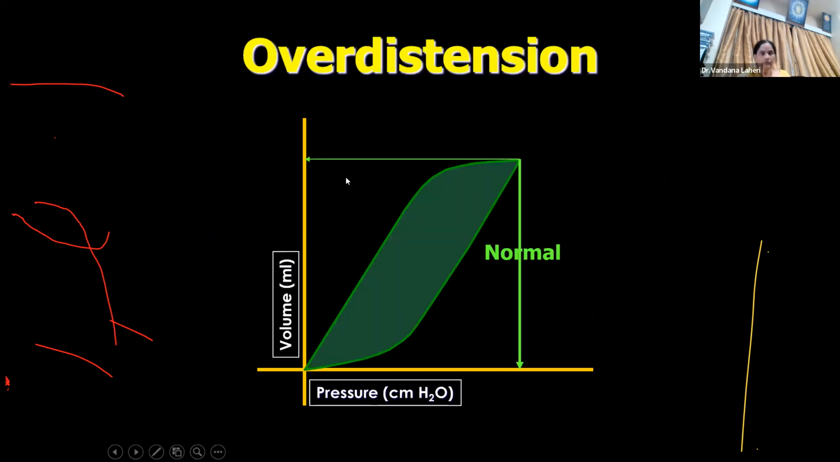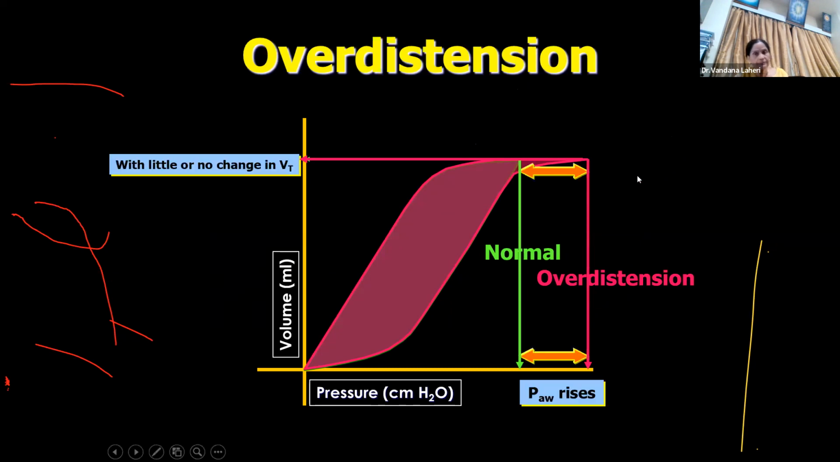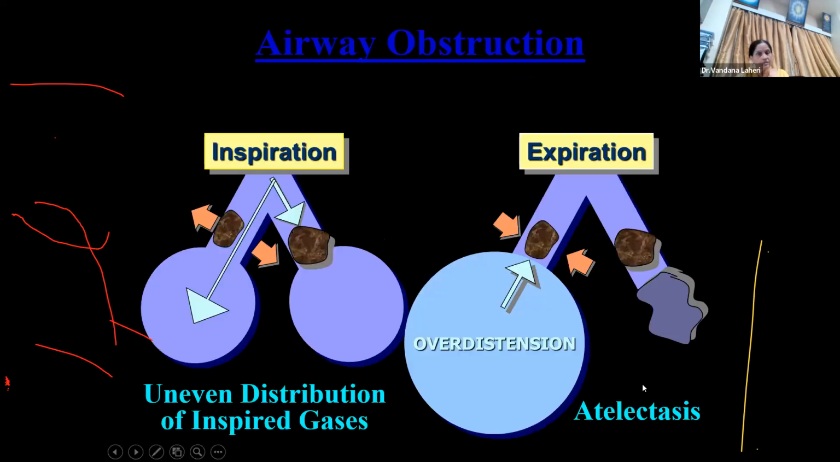Over distension. Can you see here? After a certain point, however much you increase the pressures, the volume does not increase. So this is called over distension. I should never see this peaking in my pressure volume loop. If I see this, that means I'm damaging the lung, because there is no change in VT, but airway pressure increases.